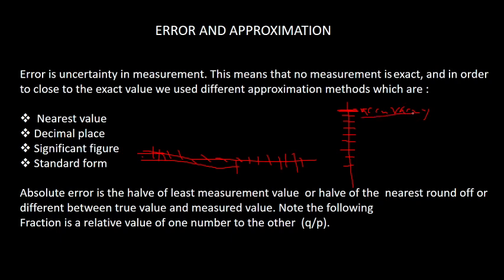So the accuracy is the value of each single stroke that you have on your measuring instrument. If you take your ruler, you are going to see those strokes and you will be able to see their value.